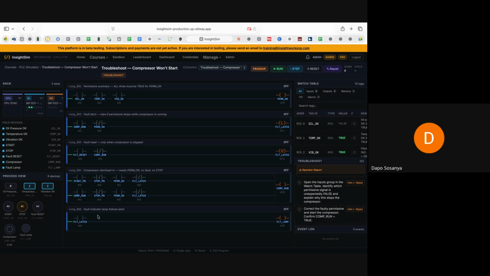Right? So now, in this instance, if I run this program, the ideal thing is that this green, there should be connectivity on this rung. If this rung does not work, then all the other logic under it would never work.